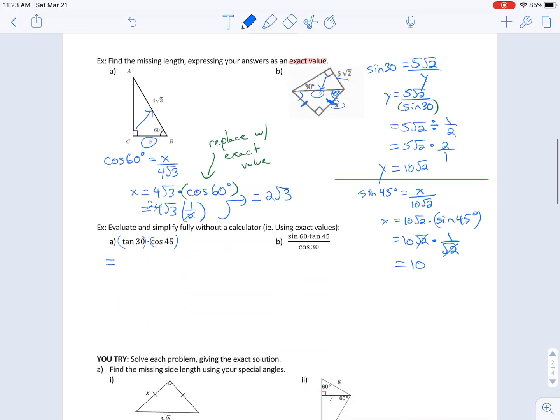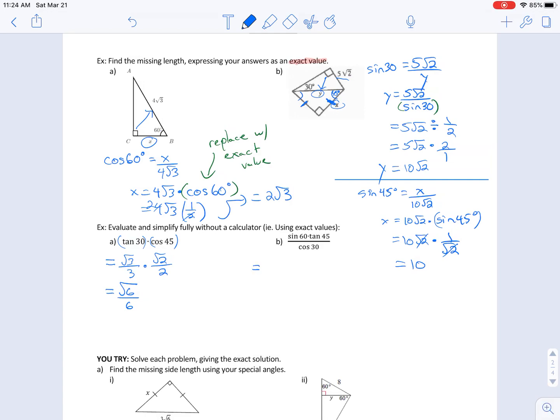So tan 30, I'm going to use the rationalized one. I've got root 3 over 3. Same with cos 45. I'm going to use root 2 over 2. So remember, I can multiply my radicals together, so that becomes root 6. And the bottom is just 6. So pretty easy.